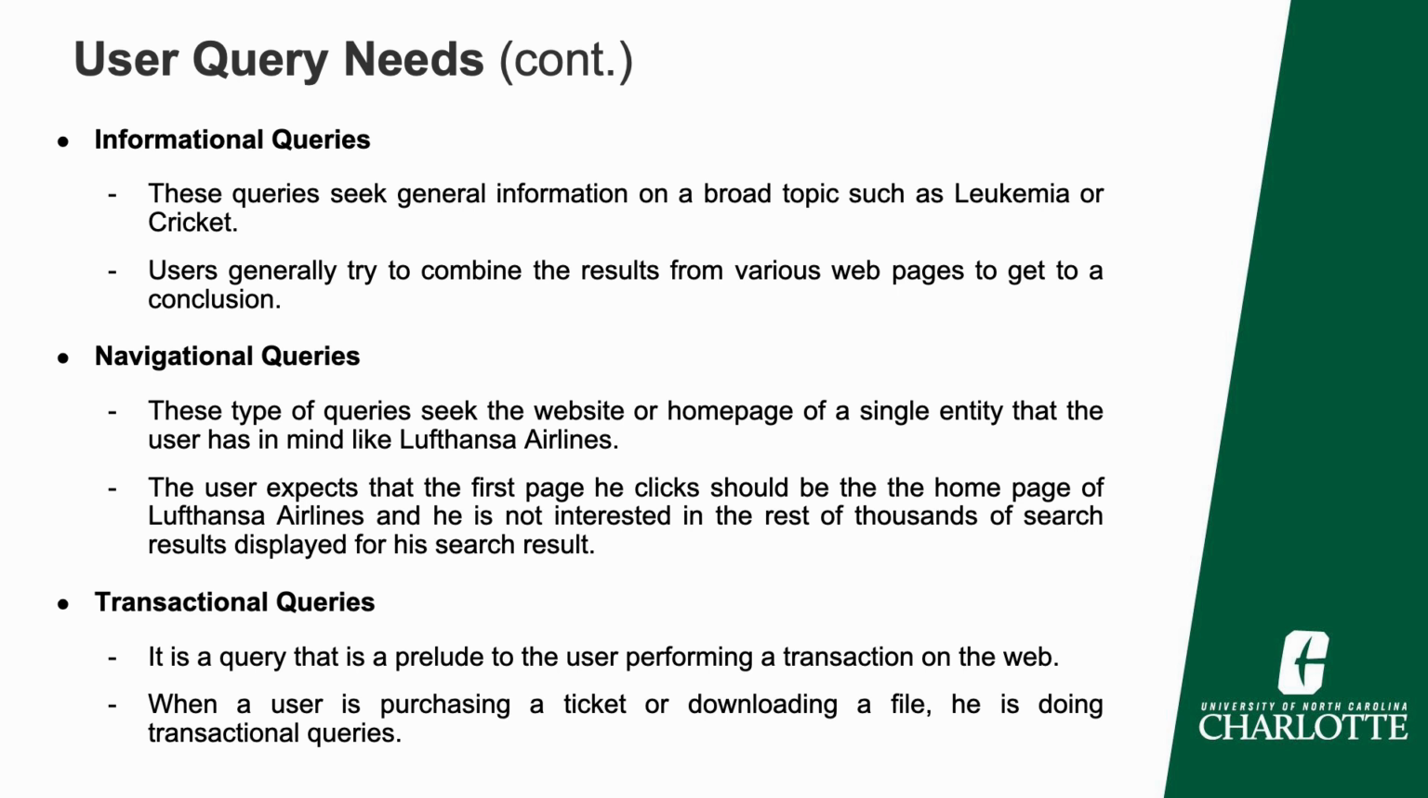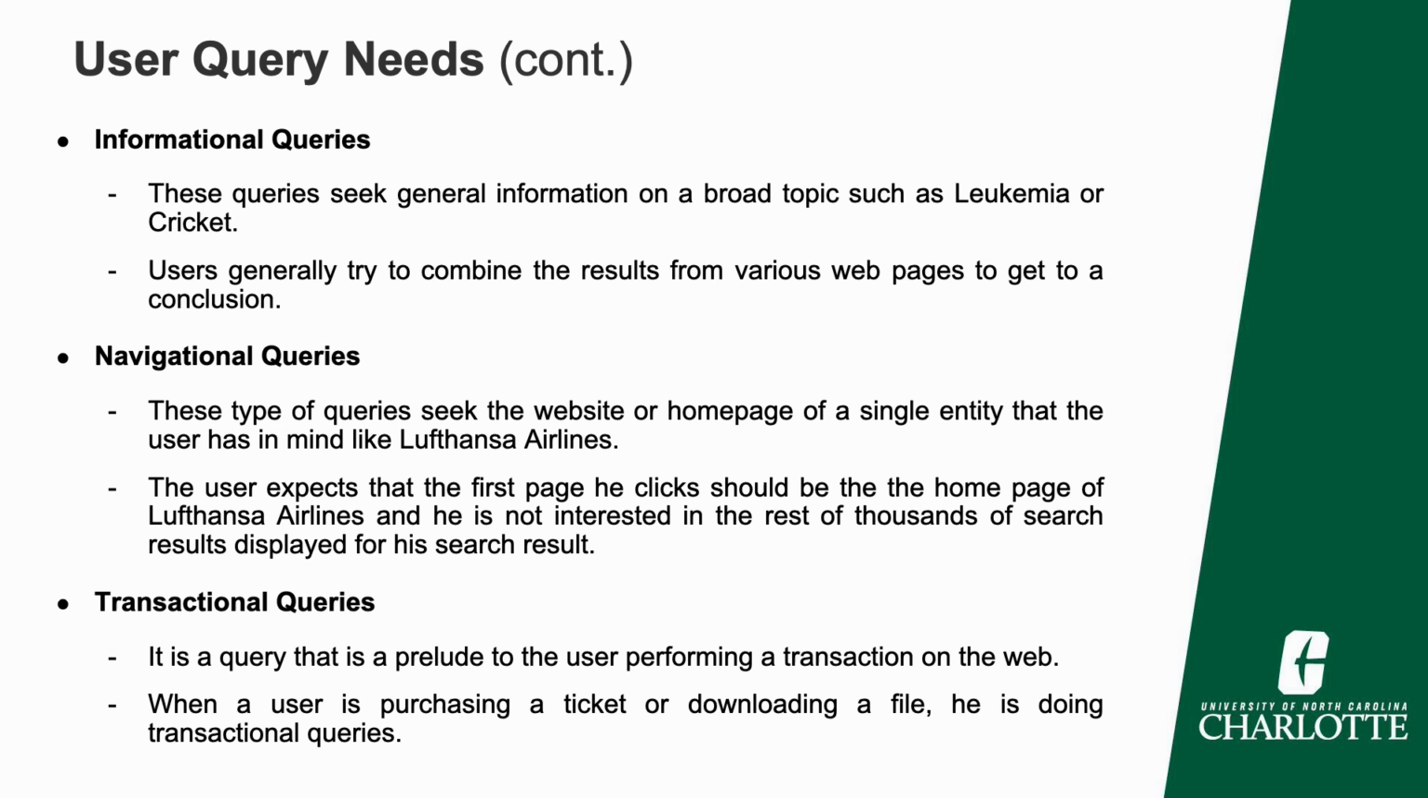Coming back to navigational queries, these types of queries seek the website or home page of a single entity, such as if a user has to book a ticket in Lufthansa, then he searches for Lufthansa Airlines. For such a user, the best measure of user satisfaction is precision at 1. That means he wants to go directly to the home page of Lufthansa Airlines instead of scrolling through hundreds of web pages to book his ticket.